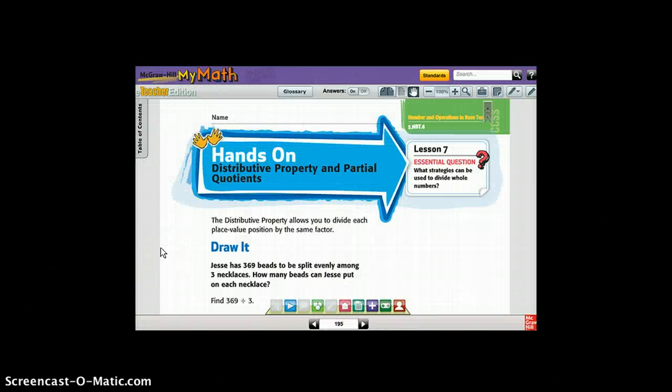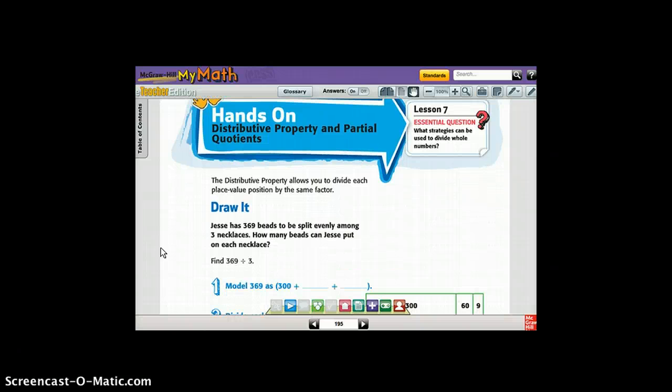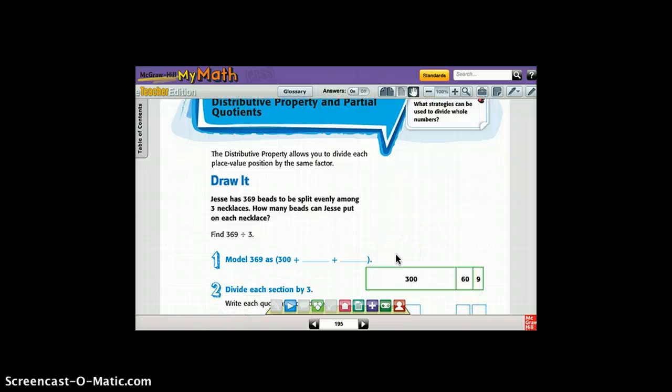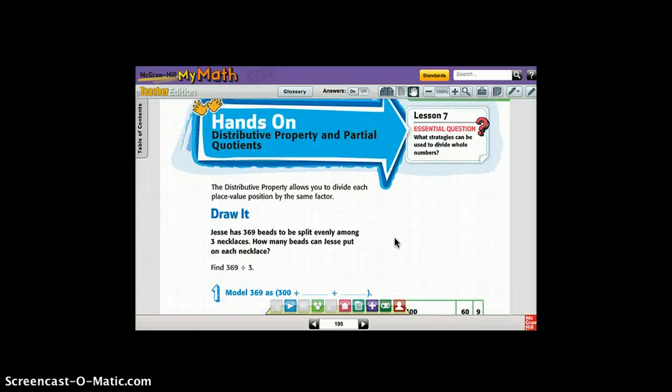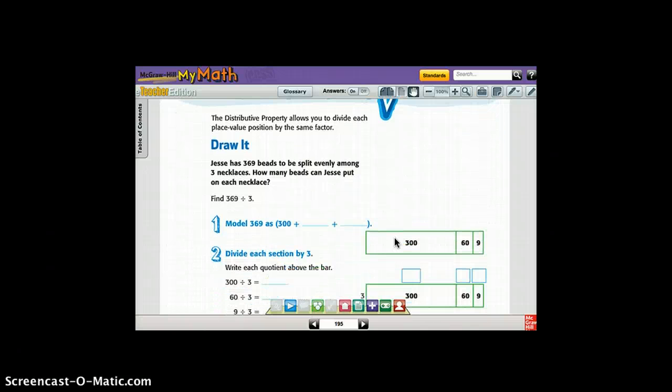Okay, so let's take a look at this in our book. I'm on page 195. So the distributive property, it allows you to divide each place value. So if you guys were thinking in that video that it looked familiar, it's kind of like what we did when we were doing partial products, but this is with division, so it's partial quotients.